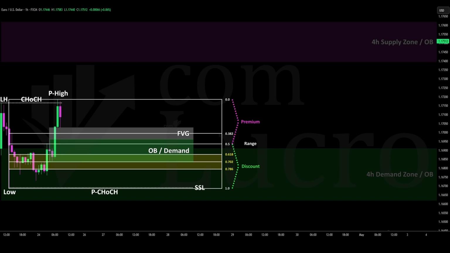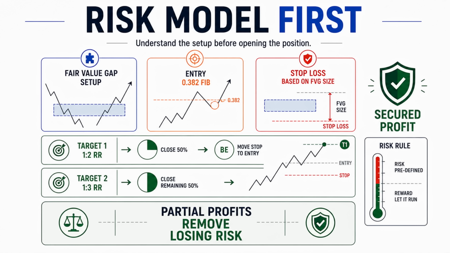Now, you might expect us to buy only in discount, but in this model, the fair value gap itself is the execution trigger. When the imbalance sits in premium after a confirmed structural shift, we let the gap, not the equilibrium, define the entry. Before opening any position, the most important thing is to fully understand the logic behind the setup, the execution area, and the risk management model that will be used throughout the trade.